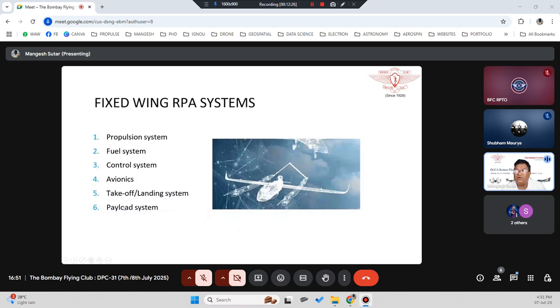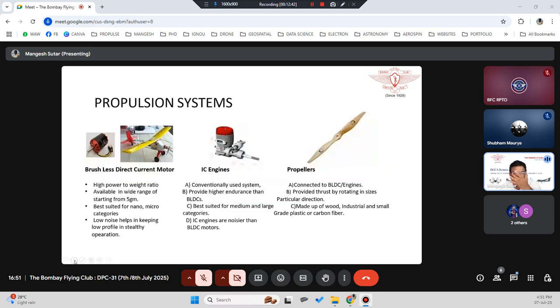Okay, so let's see what the parts are. Propulsion systems, fuel system, control system, avionics, takeoff and landing, and payload system. So these are all 6 important components of a fixed wing RPA. Okay, so let's see each one by one.